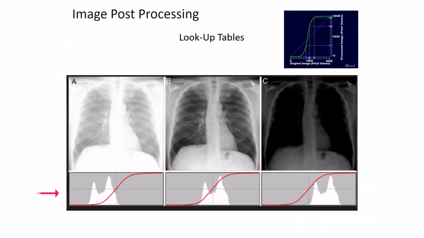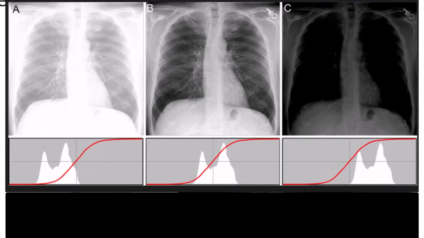The linear portion of the curve is that portion which will show when we manipulate the data. What we will do here is take a look at the movement or scrolling of the H&D curve over a histogram. And this is done by using the brightness and contrast controls on your equipment.